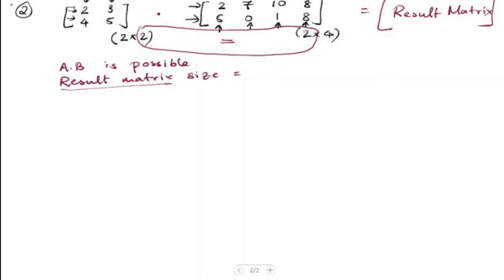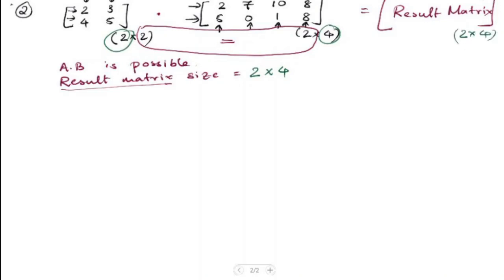What would be the size of this matrix here? So the size of this matrix will be the multiplication of this one here and this one here, the leftovers, right? So the rows of matrix A, which is 2, times the columns of matrix B, which is 4. So this result matrix will be a 2 times 4 matrix.